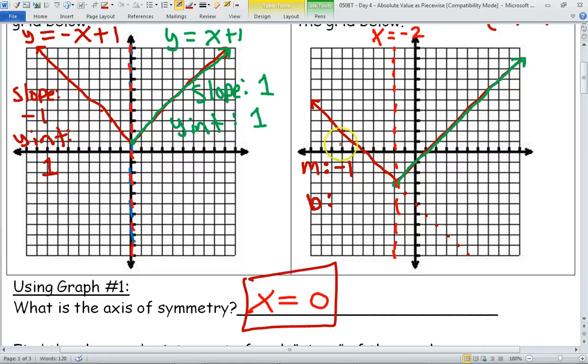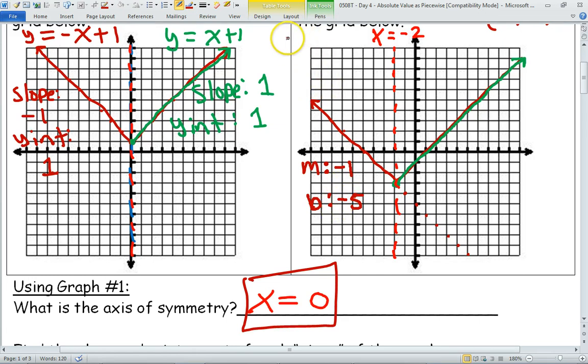Maybe you are counting right now. It goes down 1, right 1. You can see that this is the spot right here where it would touch the y-axis. That is down 1, 2, 3, 4, 5. So the y-intercept is -5. Let's go ahead and write that into an equation.